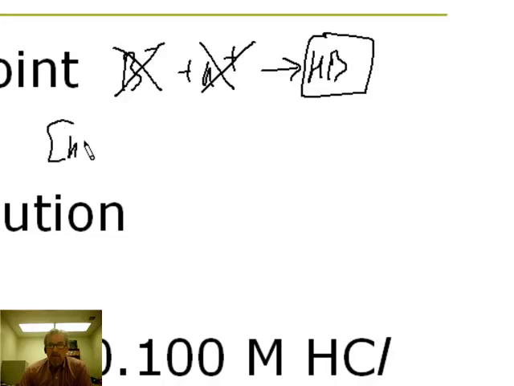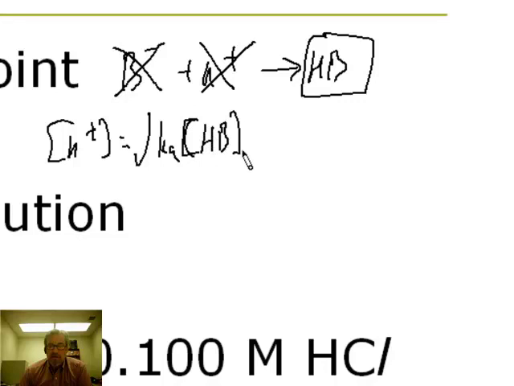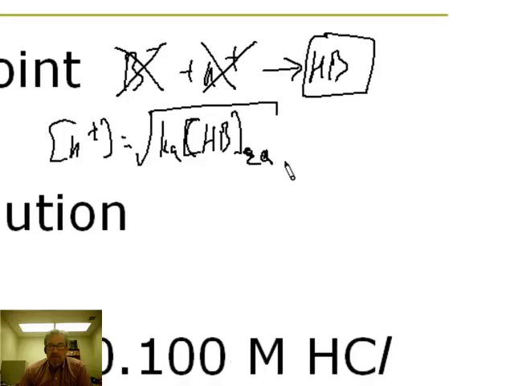Concentration of H plus in a weak acid is just equal to the square root of the Ka for that acid times the concentration of the acid. So we want to take the equilibrium concentration of HB and multiply it by Ka, take the square root of it, and we'll get H plus, and then we can get pH from there.